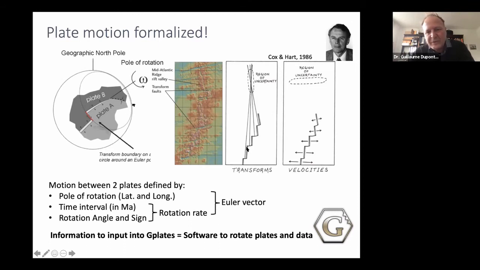But if you have many of these transform faults, like you see on this map of the ocean bottom, then you can draw a perpendicular line from them, and you get where they cross the pole of rotation. So this is really how the plates are reconstructed.